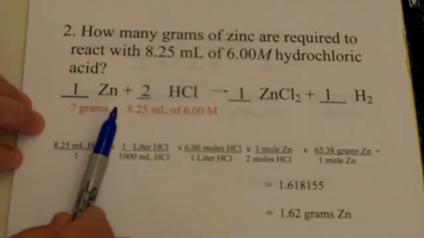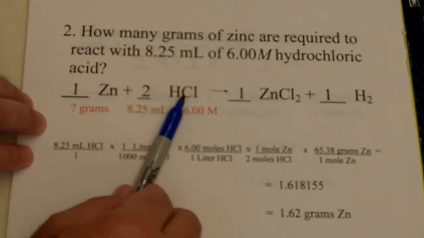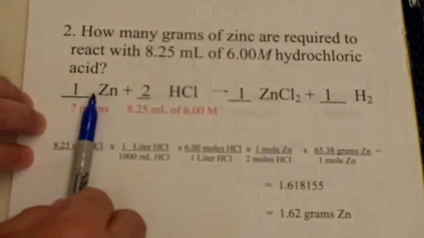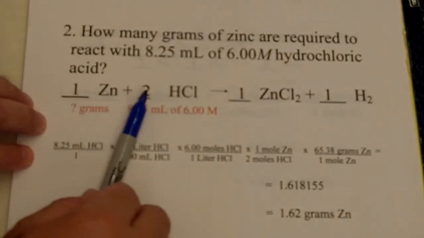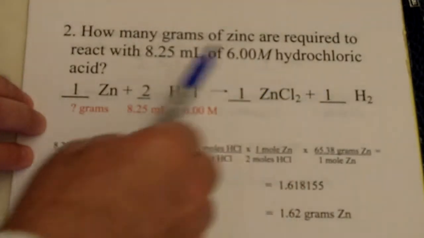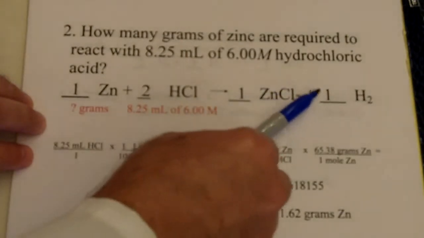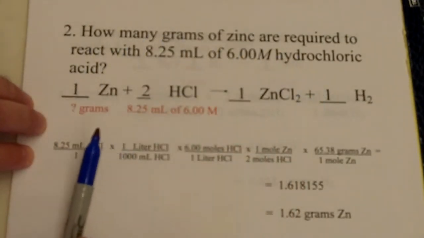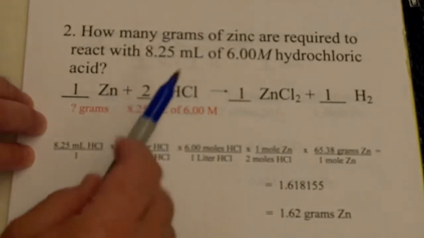This is a single replacement reaction. Zinc plus hydrochloric acid yields zinc chloride and hydrogen gas. The balanced reaction is 1 to 2 to 1 to 1. That's 1 to 2 to 1 to 1, mole to mole to mole to mole. Now let's write what I know underneath the balanced equation.